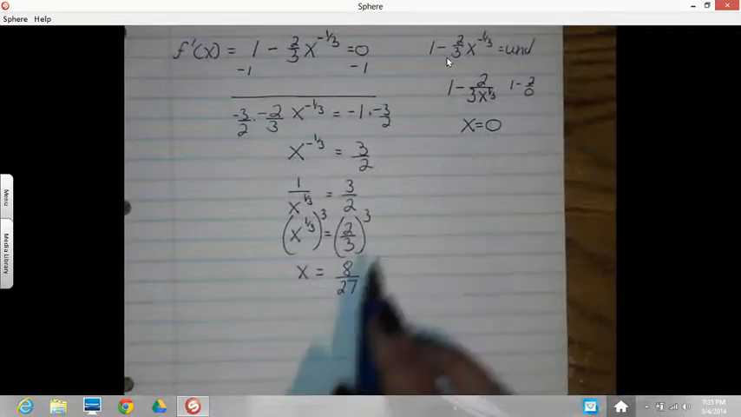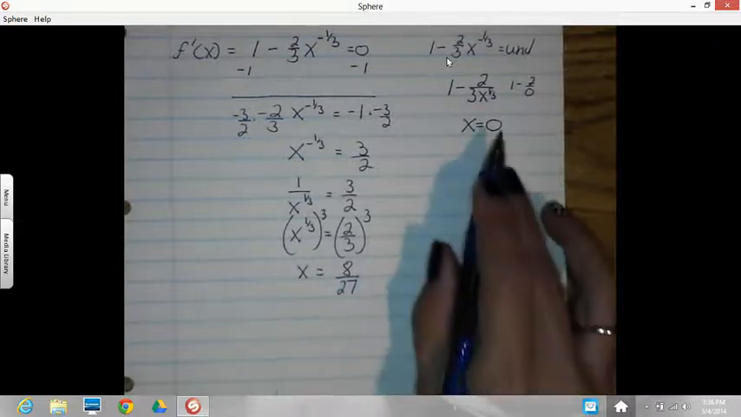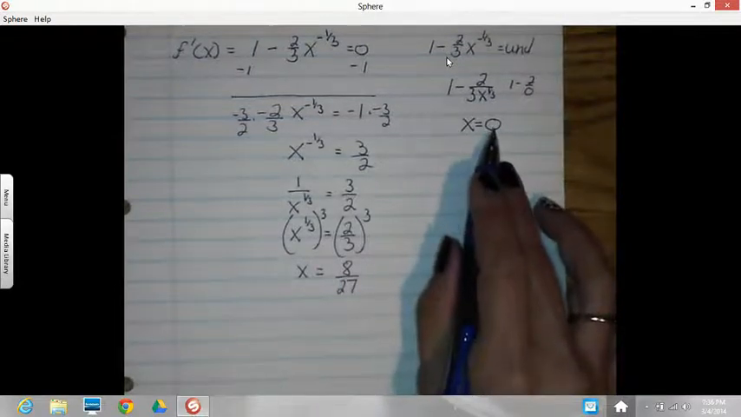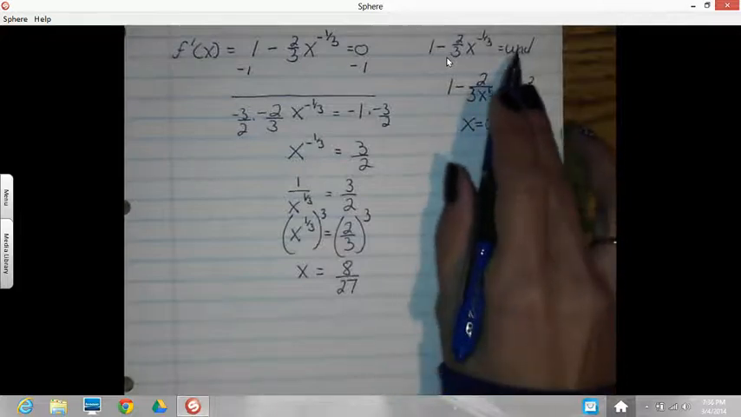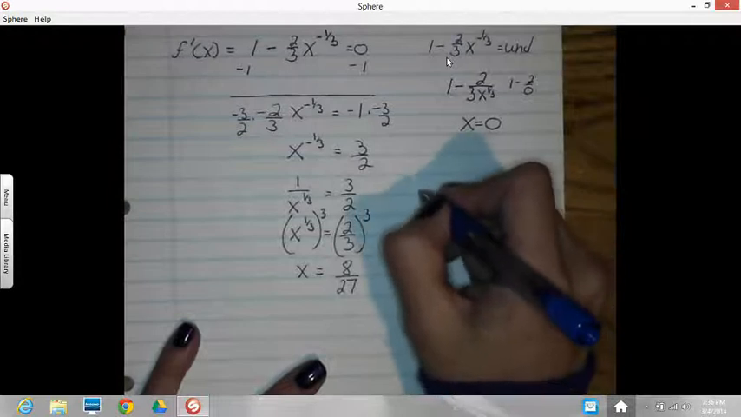So I've got 2 critical points. One where the derivative equals 0, which means this is either a max, a min, or a horizontal plateau. This is either a cusp or a vertical plateau, because it's undefined at 0. So let's see what we've got. We'll make our little number line graph.